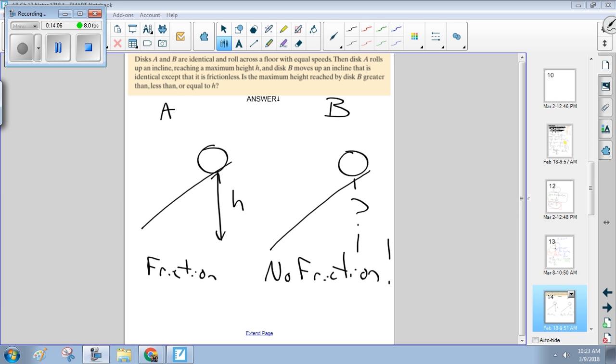Okay, and so which one's higher? The frictionless one. They have the same amount of energy before they go off the ramp, but because there's no friction, there's not going to be any energy lost to heat, that's where it goes, right? And so it's going to go higher up the ramp because it's not losing any energy.